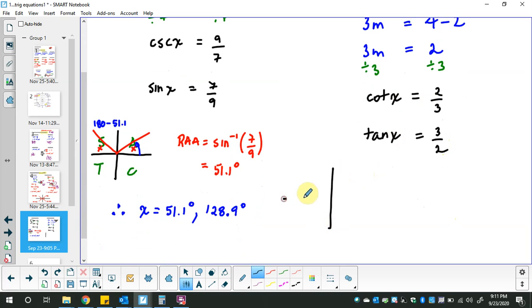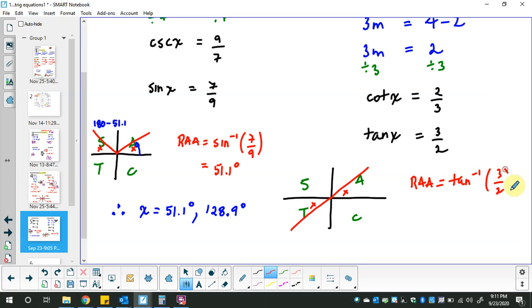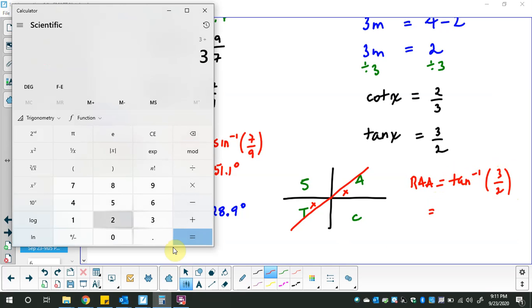So, CAST rule. Figure out where tan is allowed to be positive. So tan is allowed to be positive in the All quadrant area, and it's allowed to be positive where the T is, because that means tan positive, and my little X's go in the bow tie. So time for the RAA, which is tan inverse of the 3 over 2. Three divided by 2 equals, trig, second function, tan, 56.3 degrees.